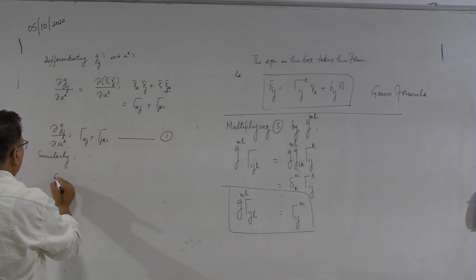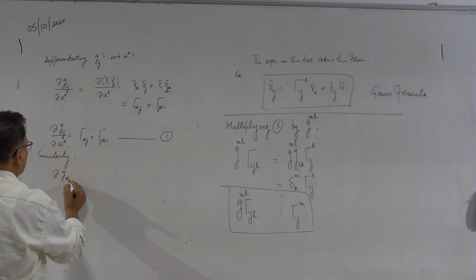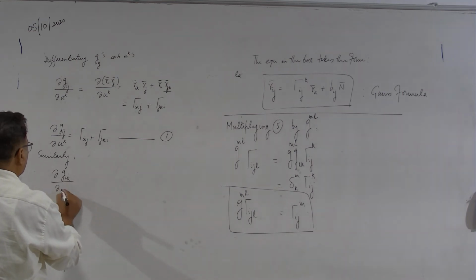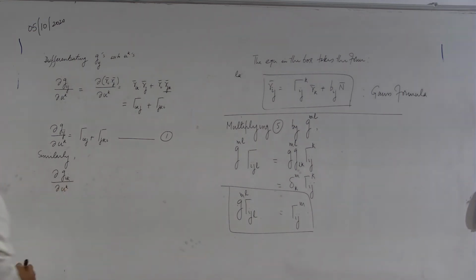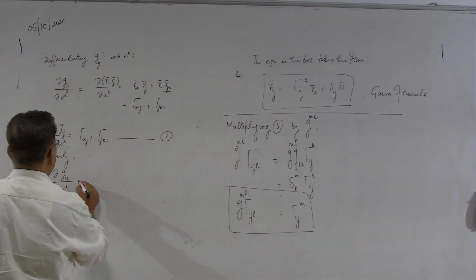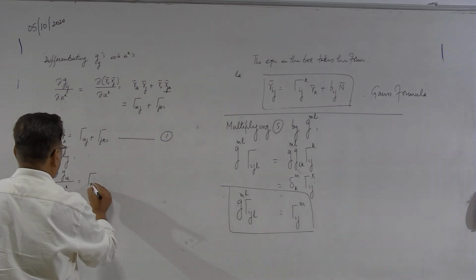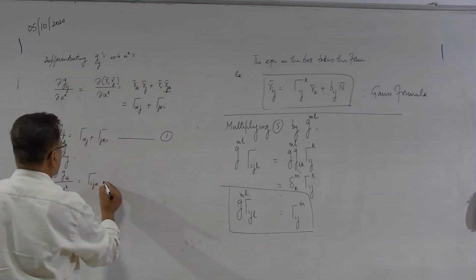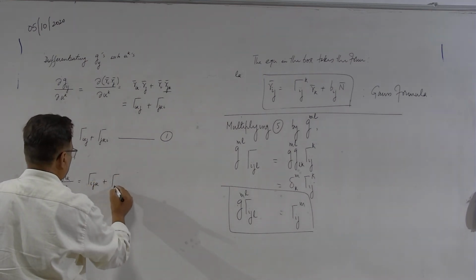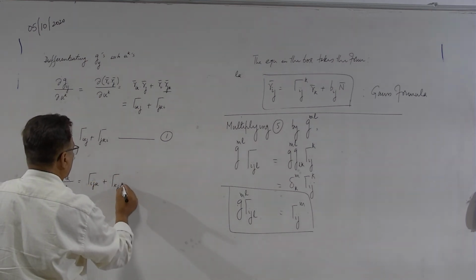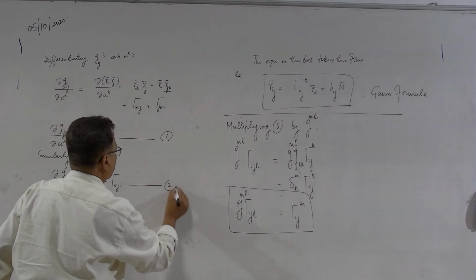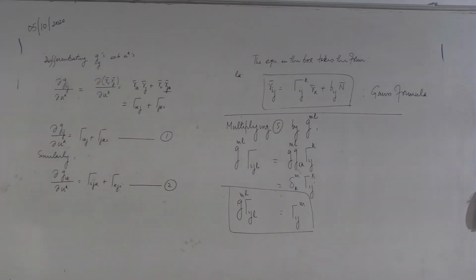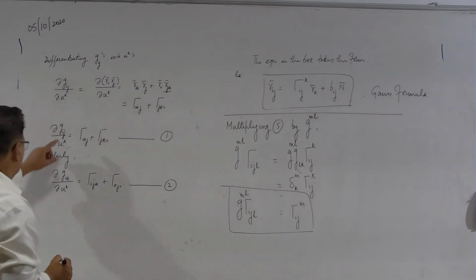Similarly, if I work out the derivative of g_ik with respect to u^j, I am interchanging j and k. Interchanging j and k over here will give you [ij,k], with j and k interchanged on the right side. So this will be [kj,i]. This is number 2.